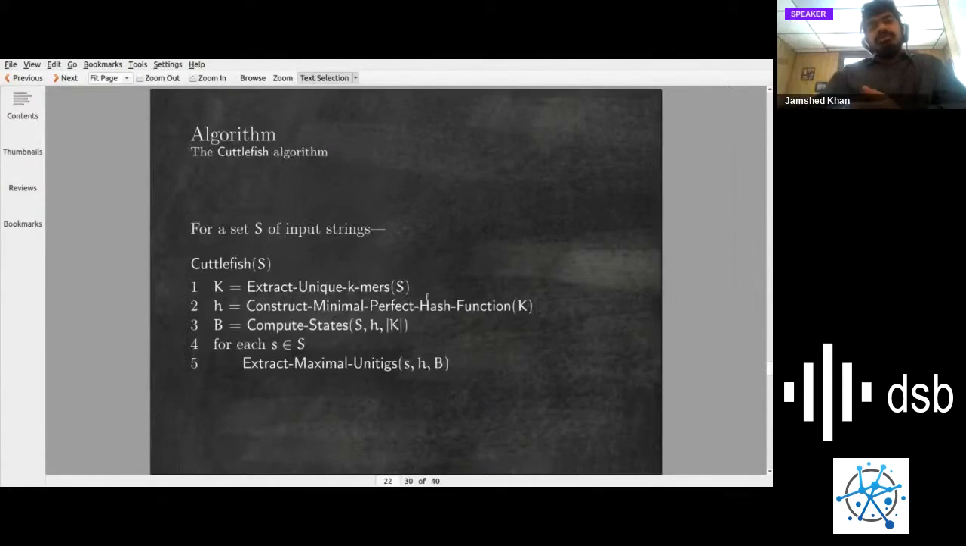So the whole algorithm, to give an overview, has 4 steps. At the first step, we extract all the unique k-mers using the KMC3 k-mer counter algorithm. Then, once we have the set of k-mers, we build a minimal perfect hash function using the BBHash algorithm. Then, after we have the hash table structure, we make a graph traversal, and using the DFA modeling scheme, we compute the states of each of the vertices. And then using another graph traversal, we extract all the maximal unitigs by characterizing the flanking vertices on the fly.